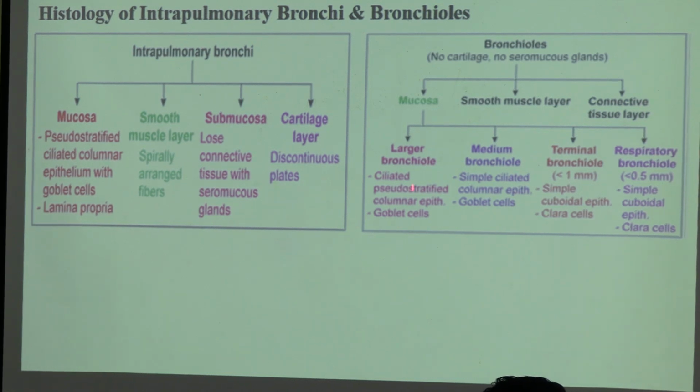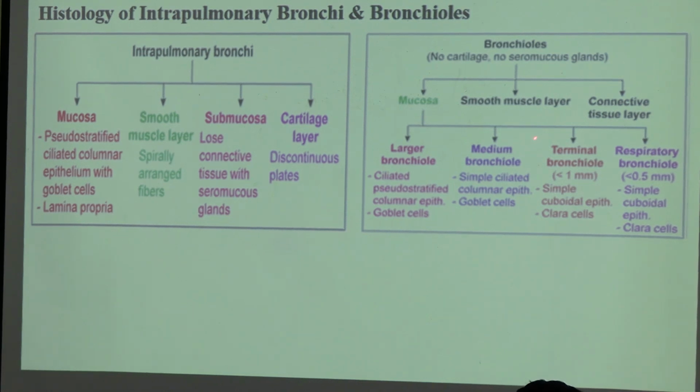Next, depending on the diameter, as I said, different types of bronchioles are there. As it goes downwards towards the alveoli, the diameter reduces. So here only 3 layers are present: mucosa, smooth muscle layer, and connective tissue layer. But there is one point. There is a twist. What is the twist?